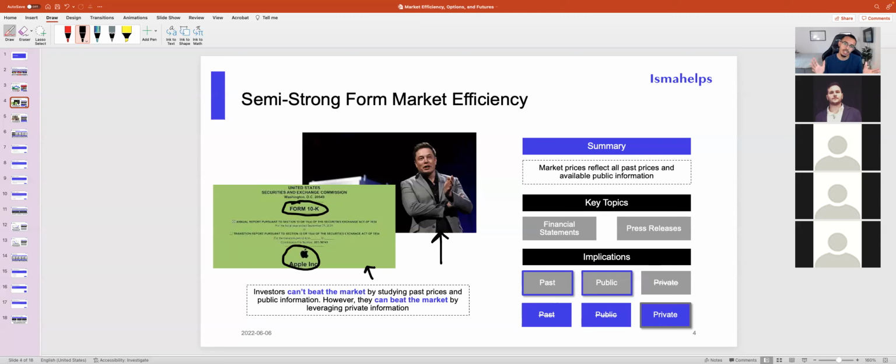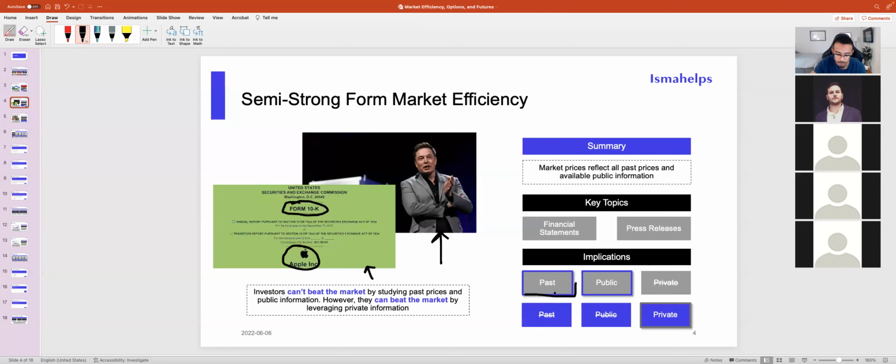So what I'm trying to say here is that the key topic you want to understand when analyzing semi-strong form market efficiency is that you need to look at the different types of public information. These different types of public information may be brought up in a question on your exam, but you need to understand that public information could not be used to beat the market under a semi-strong form. And this can be further highlighted right here.